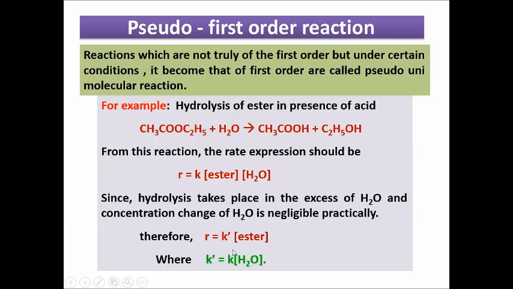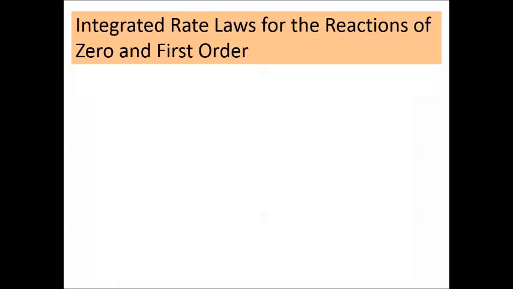Or simply we can say right now the rate constant is depending upon only one concentration. Even though two reactants are there, only one reactant is involved. So it becomes what? First order. So this type of reactions are said to be pseudo first order reactions.